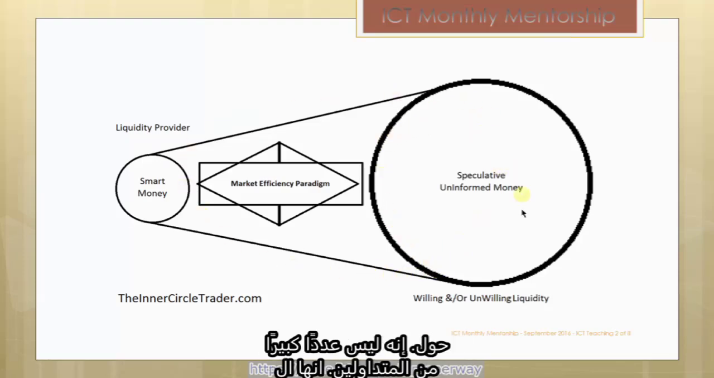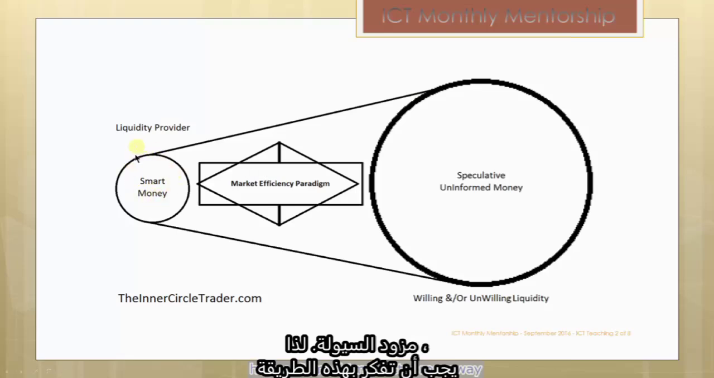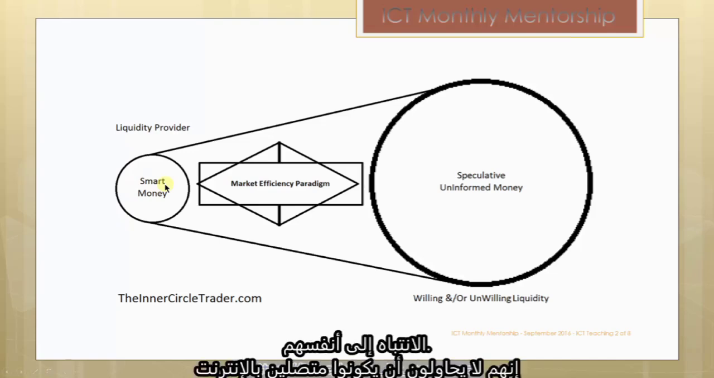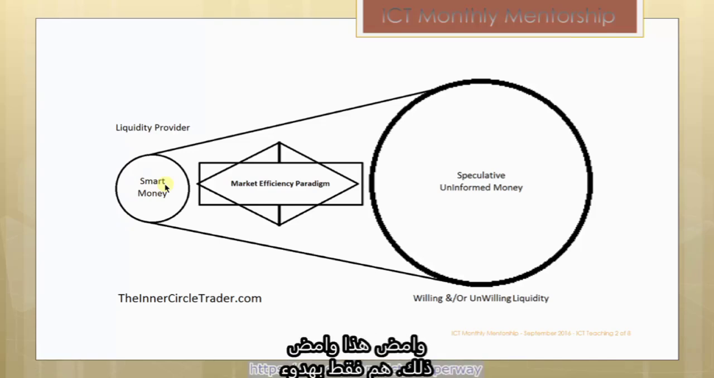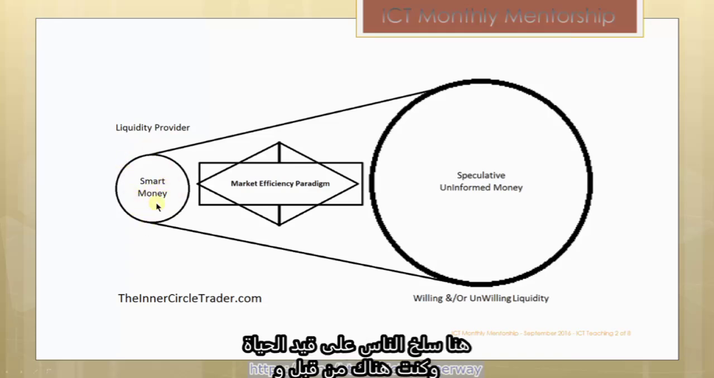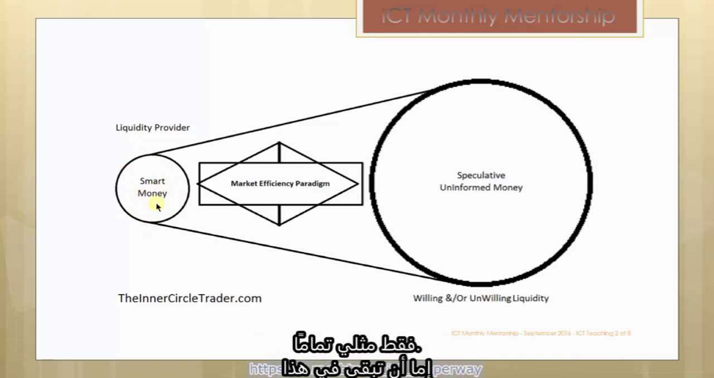It's not the big populace of traders. It's the liquidity provider. So you need to be thinking like this small group is over here. They're not trying to draw attention to themselves. They're not trying to be online flashing this and flashing that. They're just quietly in here skinning people alive. And you've been there before, just as well as I have.